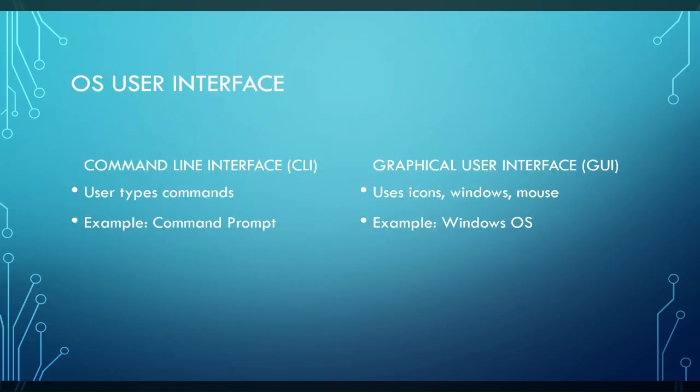Moving on. Operating system interface. An interface is anything through which we can access information. Now, in the operating system, we have two types of interface. First is the command line interface, that is CLI, and the other one is the graphical user interface, that is GUI. In the command line interface, we basically use a keyboard to give commands to the computer. The example for this is the command prompt.